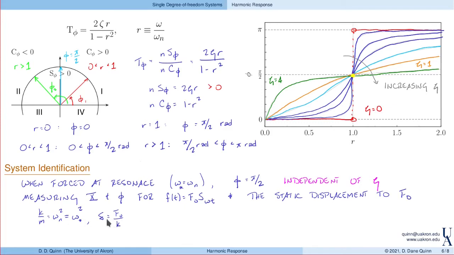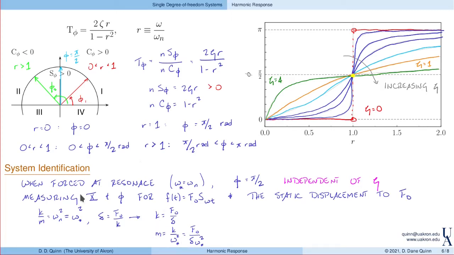I can use these two to determine k and m. Here k is obviously f naught over delta. Then solving for m, m is equal to k divided by omega star squared, again that forcing frequency that we identified. Or finally, f naught divided by delta omega squared. So making these two measurements, we can identify the stiffness and the mass.